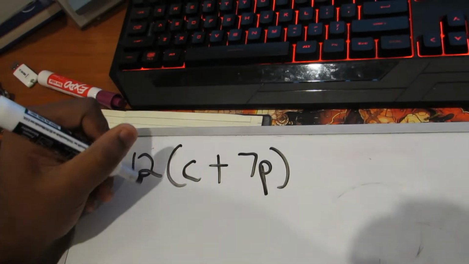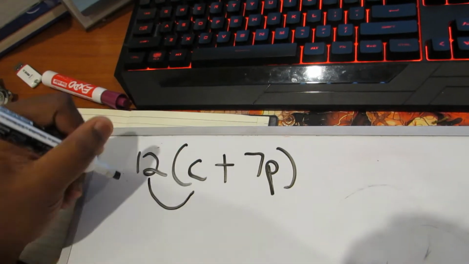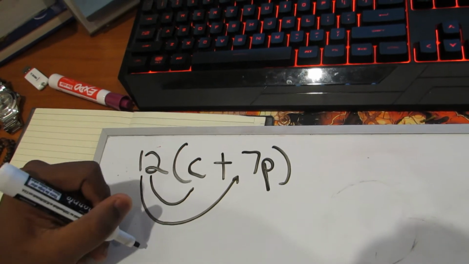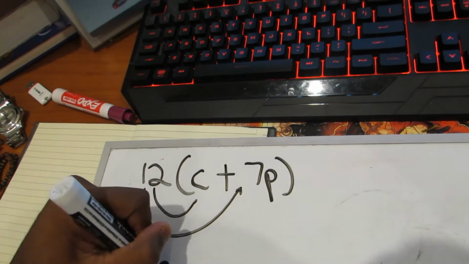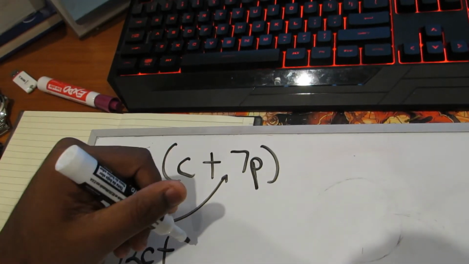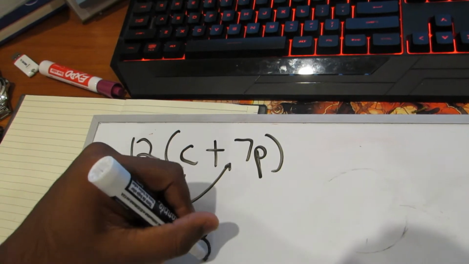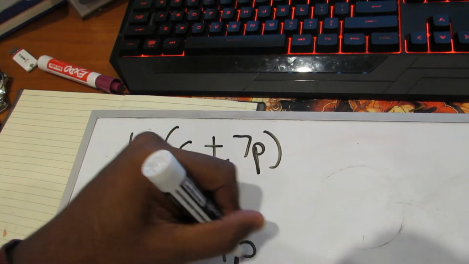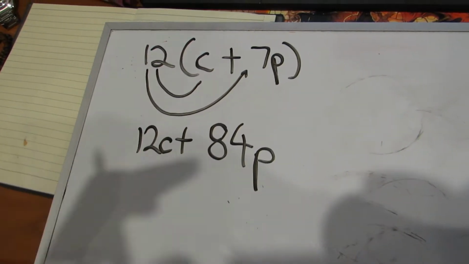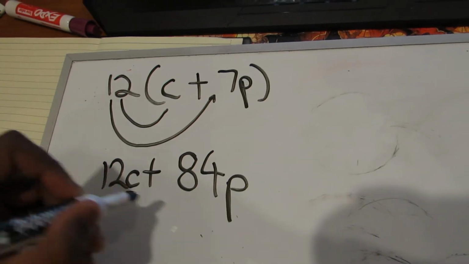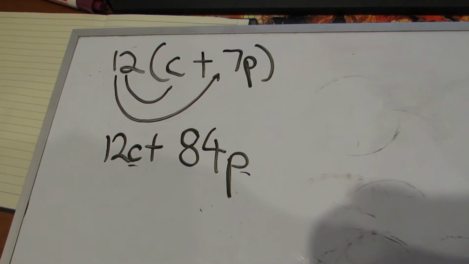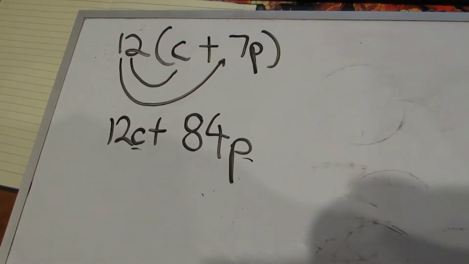Similarly, you would have to multiply 12 by the c and also multiply it by the 7p. So it will be 12c plus 12 times 7, 84p. Now remember, I can't add these two together, because they have different pronumerals, and when it comes to algebra, you can't add numbers with different pronumerals. It's very important.